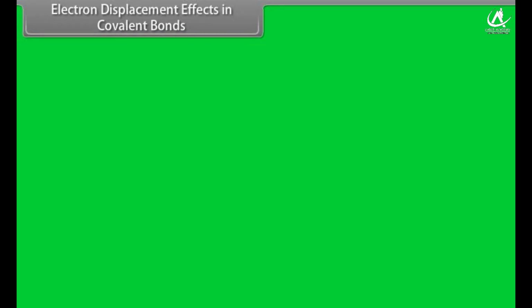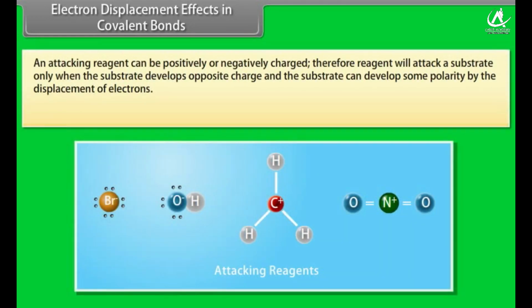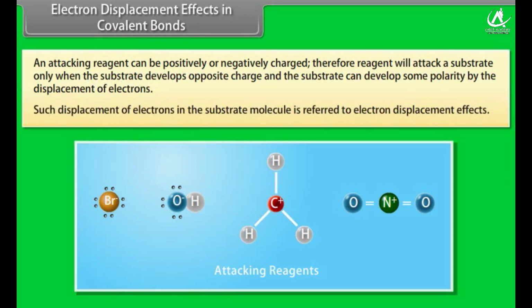Electron displacement effects in covalent bonds. An attacking reagent can be positively or negatively charged. Therefore, the reagent will attack a substrate only when the substrate develops an opposite charge, and the substrate can develop some polarity by the displacement of electrons. Such displacement of electrons in the substrate molecule is referred to as the electron displacement effect.